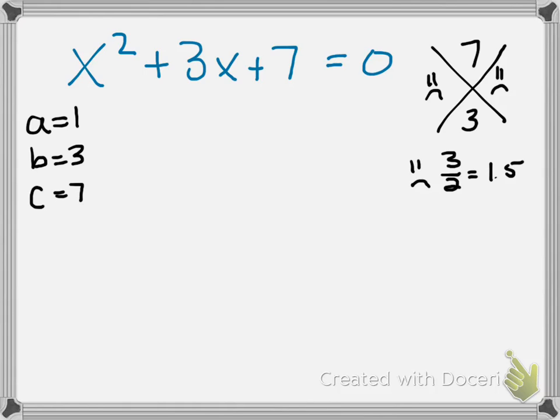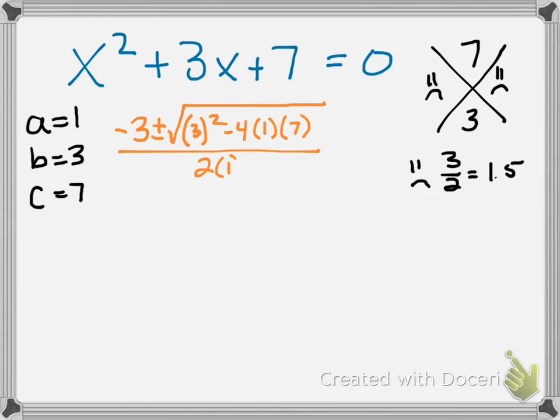So a equals 1, b equals 3, c equals 7. Let's plug it all in. So negative b, which would become negative 3, plus or minus the square root of 3 squared minus 4 times 1 times 7, all over 2 times 1.